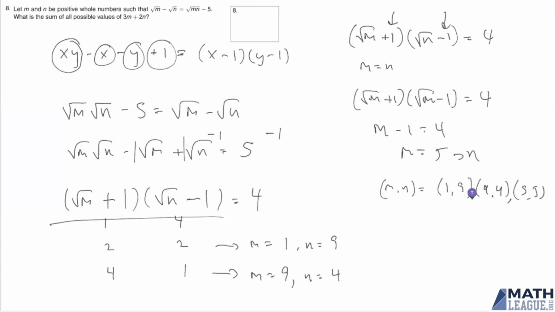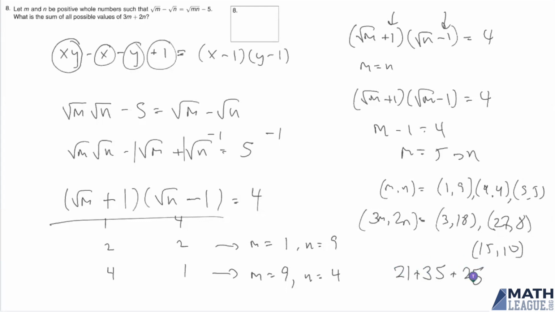And so if we have 3m plus 2n, we get 3 plus 18, 27 plus 8, and 15 plus 10. And if we add all these numbers together, because these are just all possible values of 3m plus 2n, we get 21 plus 35 plus 25, and that equals 81. And 81 is our final answer.